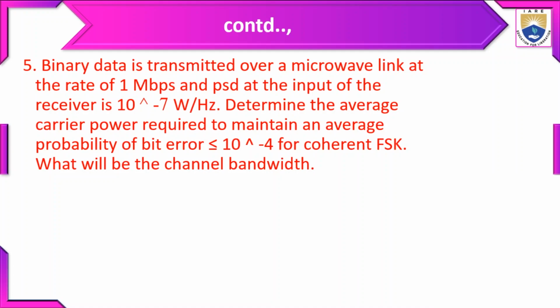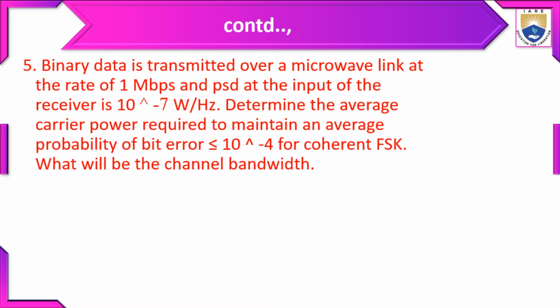Binary data is transmitted over a microwave link at the rate of 1 Mbps, and the power spectral density at the input of the receiver is 10 to the power of minus 7 watts per hertz. Determine the average carrier power required to maintain an average probability of error less than or equal to 10 to the power of minus 4 for coherent FSK. What will be the channel bandwidth?